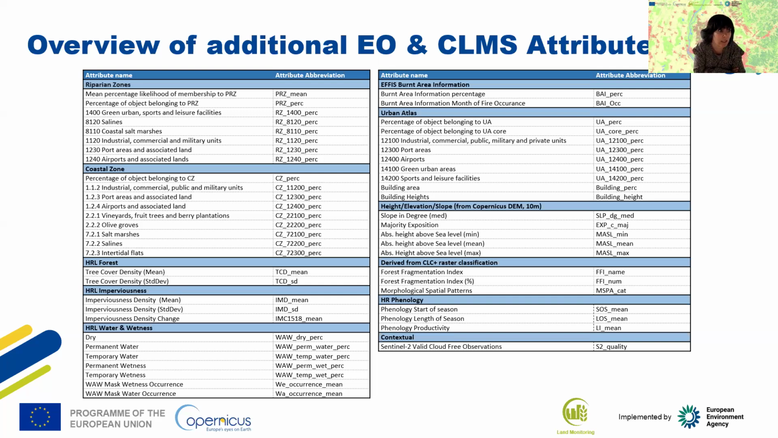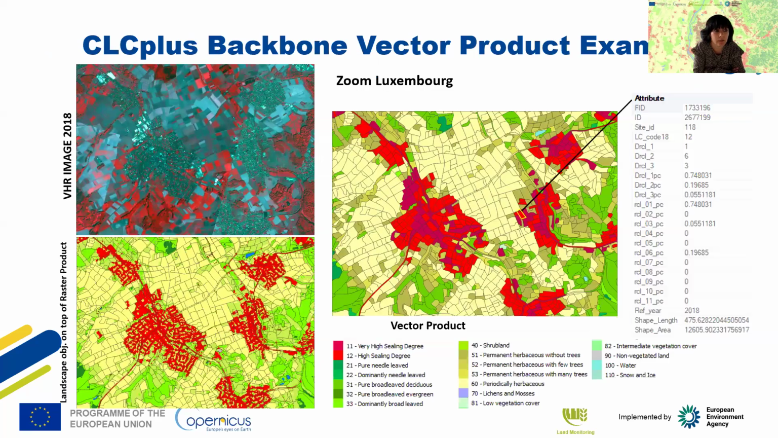So some examples coming in the next slide. And if you click, already in this area of Luxembourg, you can see this small polygon where the land cover code of the 18 classes is 12, so high sealing degree, between 50 and 80% of the polygon covered. And if you see the DRCL 1, 2, and 3, the first one is the sealed area coming from the raster and covering around 75% of the polygon. You can also see the second one being permanent herbaceous, covering around 20%, and the third one, broadleaf deciduous, covering around 5%.